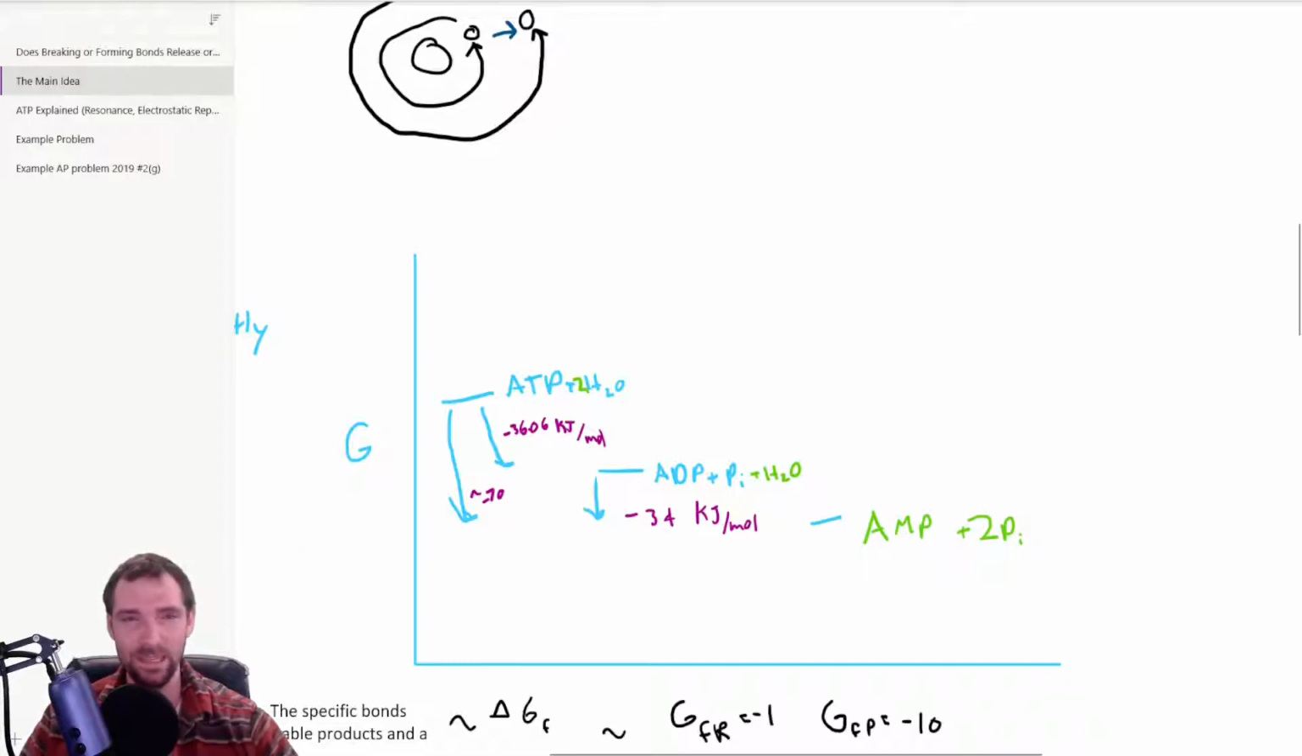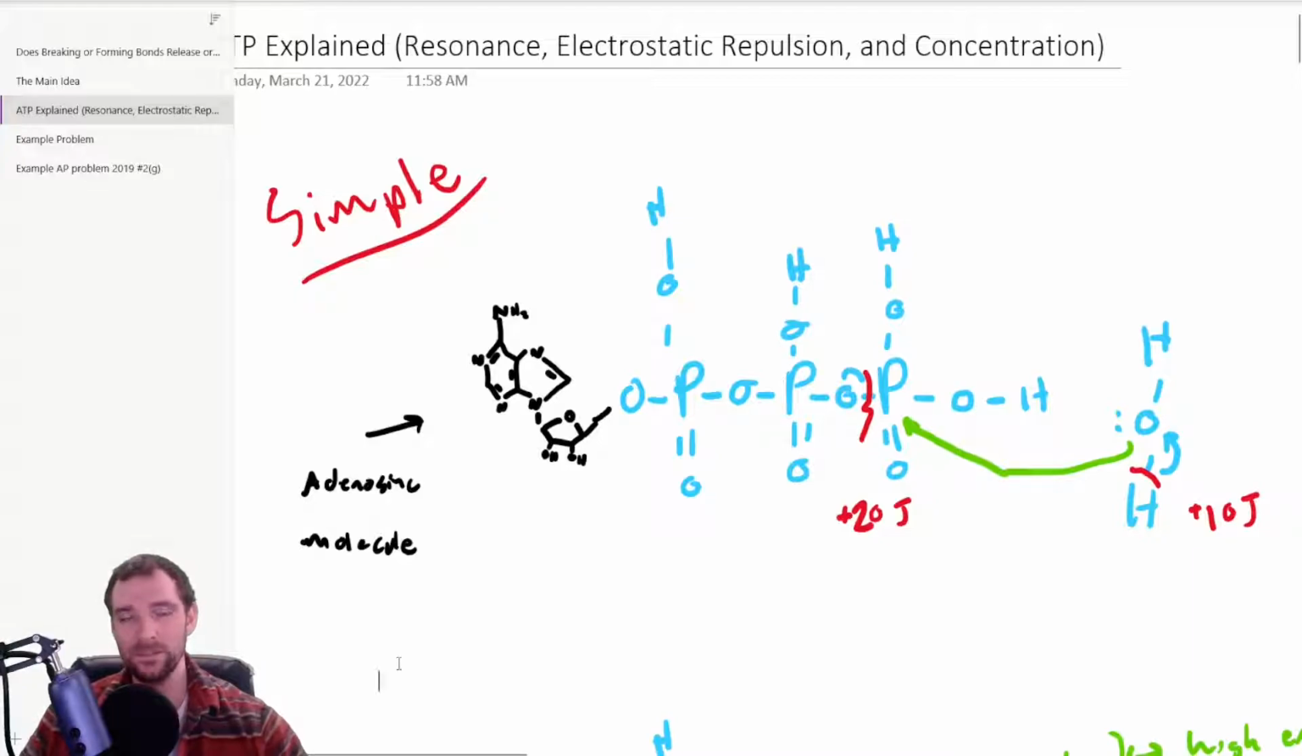Okay. Next bit should help explain a little bit more about the complicated parts of ATP. Okay, so we're going to go over just the main idea.